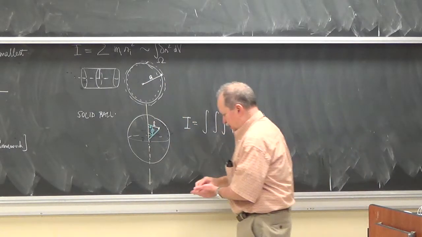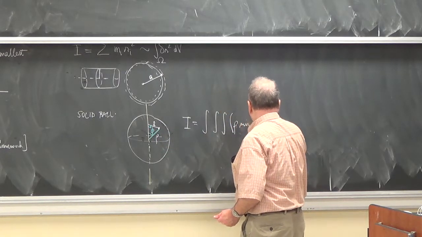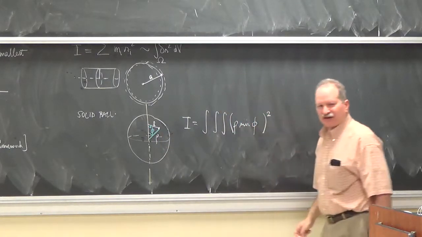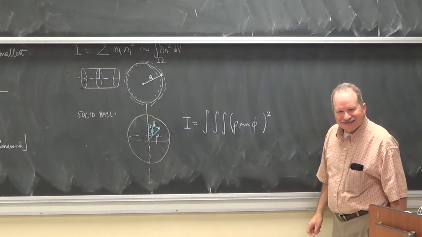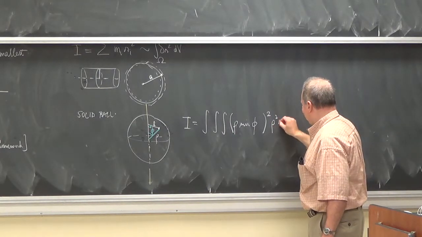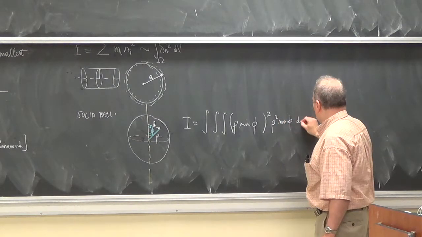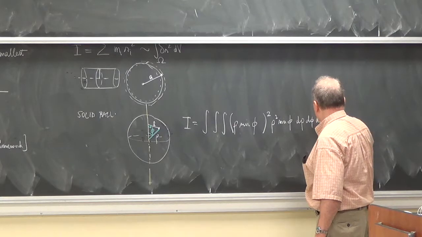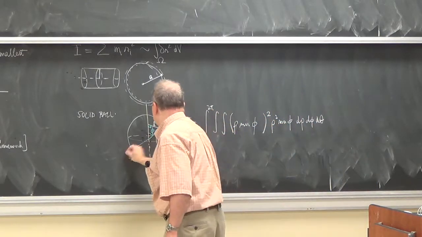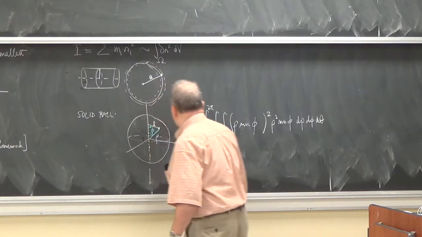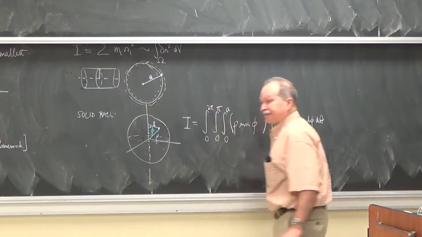Rho sine phi, squared, times the fudge factor, rho squared sine phi, d rho, d phi, d theta. Theta goes from 0 to 2 pi because you put the center at the origin, of course. Phi goes from 0 to pi, rho goes from 0 to a.